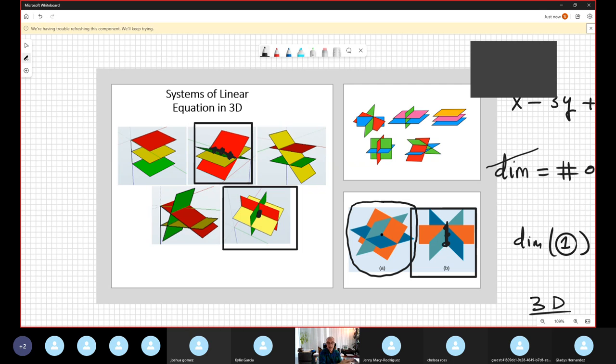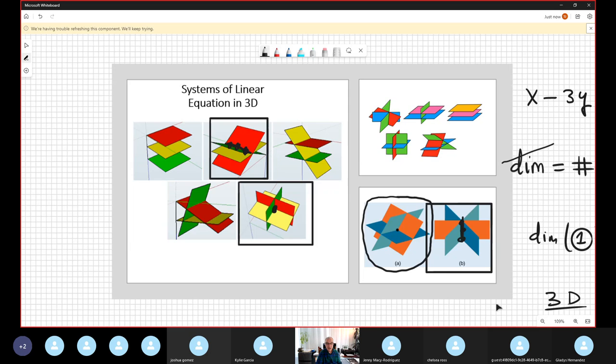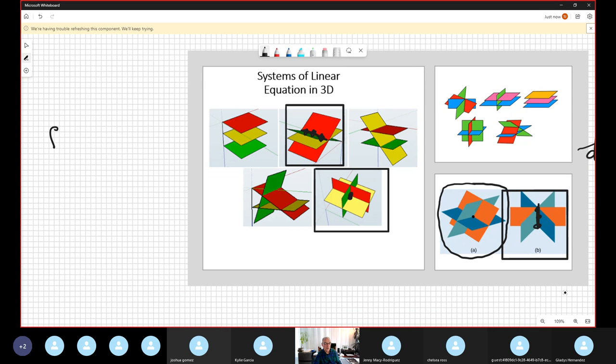And the most complicated part, pay attention. The most complicated part is when you have infinitely many solutions, you have to declare the famous free variable. Always. So when you have infinitely many solutions, the first thing you do after that is determine how many free variables we have. And the free variable is associated with the dimension of the solution object.